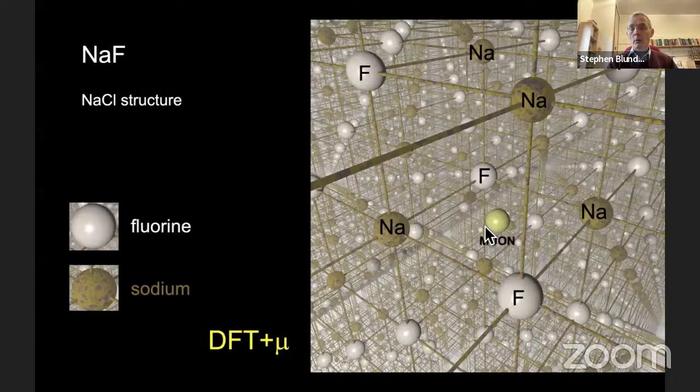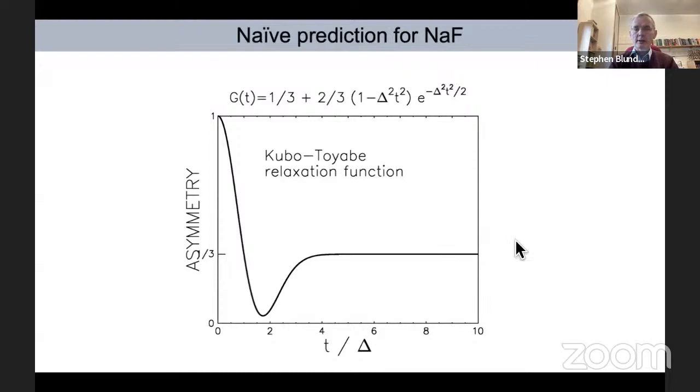So something I won't have time to talk about, but we do know where in the crystal lattice the muon goes, because this is something we've developed methods of calculating. So the muon is sitting here. It's surrounded by nuclear moments. So therefore, if you do a muon measurement, you should see one of these Kubo-Toyabe relaxation functions. And the experiment was done in the 1980s by Jess Brewer and his colleagues.